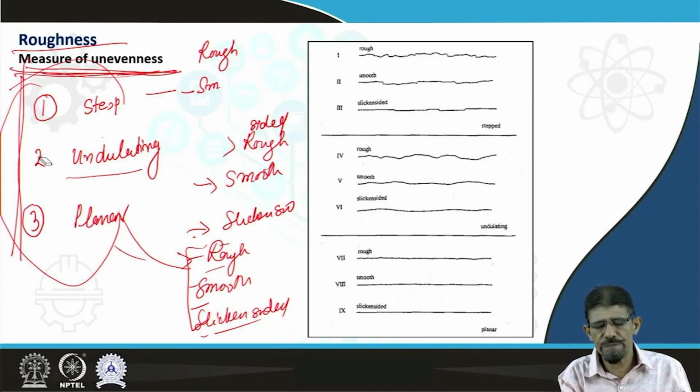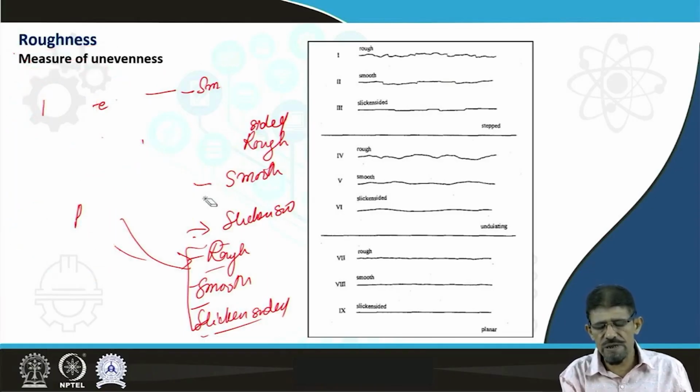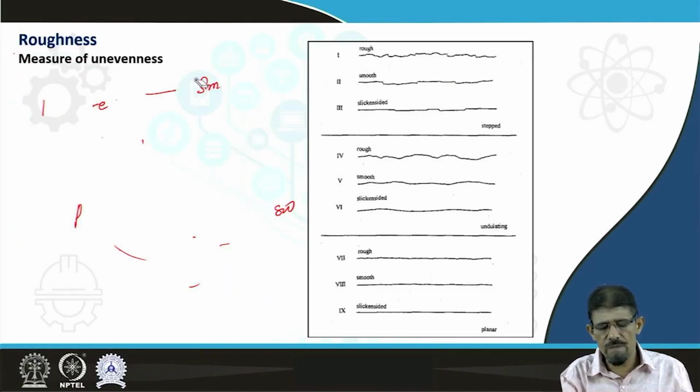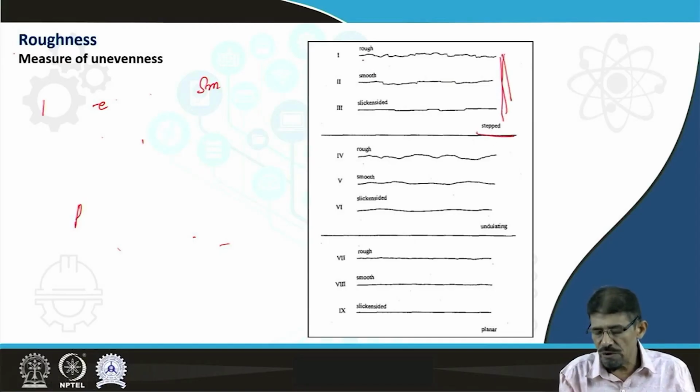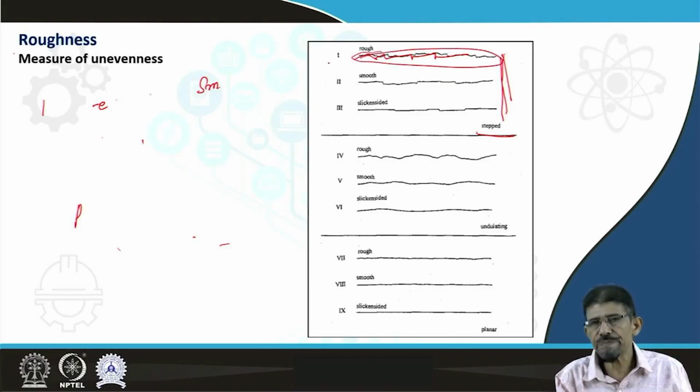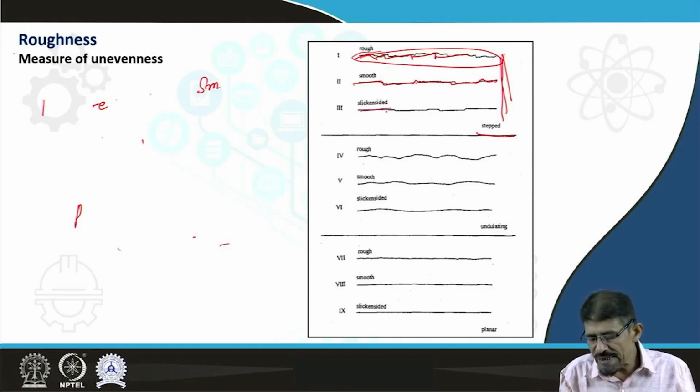You can see here the features I have taken from the book. The overall appearance of this zone is stepped in nature. You can see stepped in nature, but it is rough. Another is stepped in nature but is smooth. And another here is slickensided.